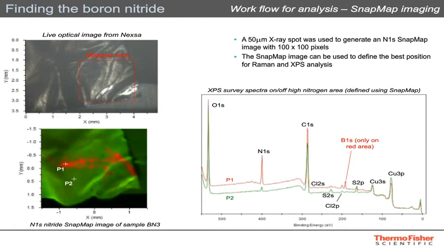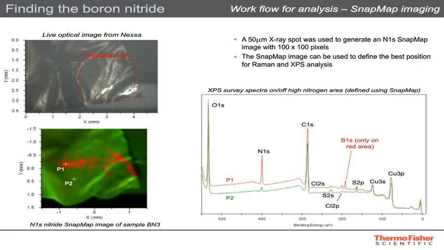Using XPS, we have successfully located the boron nitride, and we can acquire XPS survey data from the 2 points marked. The 0.1 spectrum from the red area has more nitrogen and a boron peak. The 0.2 spectrum from the green area does not have a boron peak. On the Thermo Scientific Nexa, we can also now get Raman data from exactly the same point as 0.1.